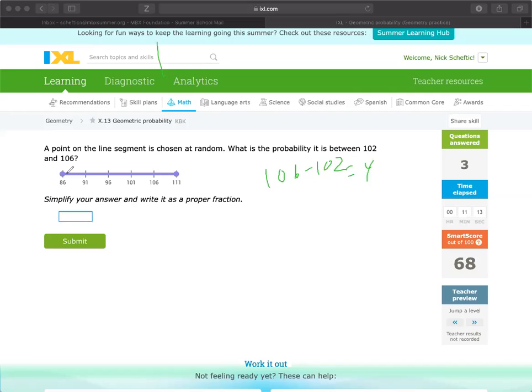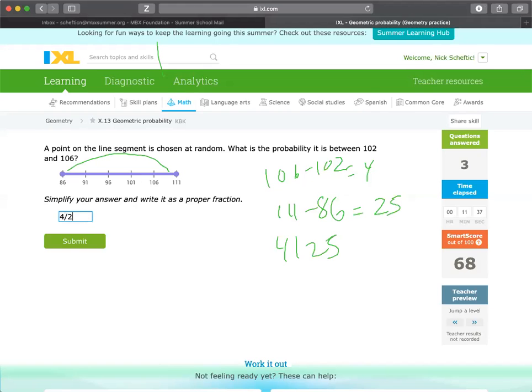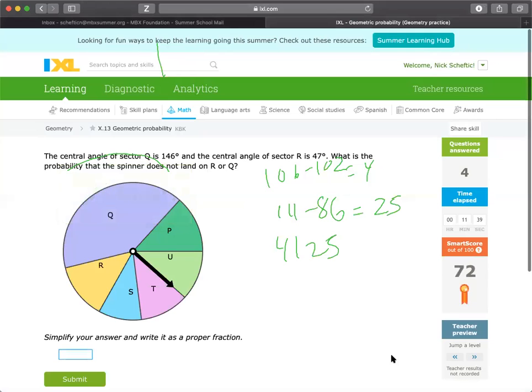And then what's the total from here all the way there? So that's going to be 111 minus 86. And that is, let's say 111, it's going to be 25. All right, so this one should be 4/25 or 4 out of 25. All right, that's pretty much all we're doing in this section.